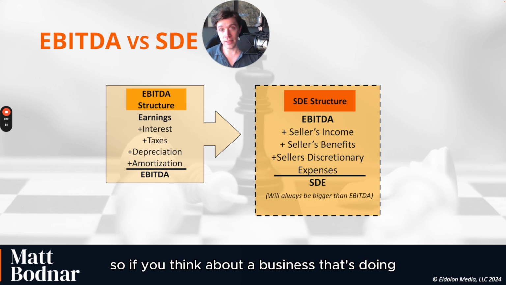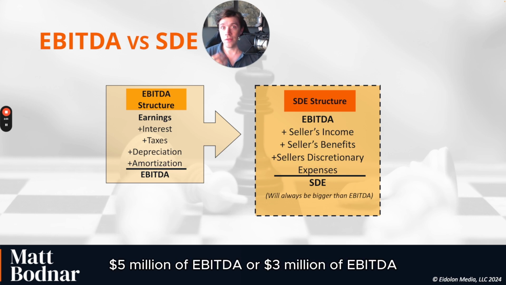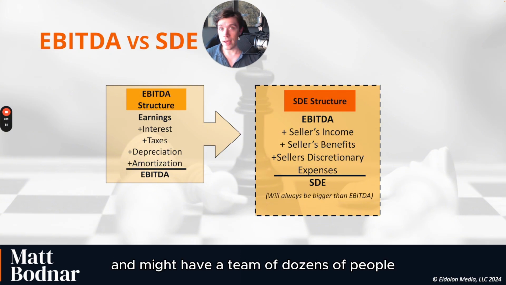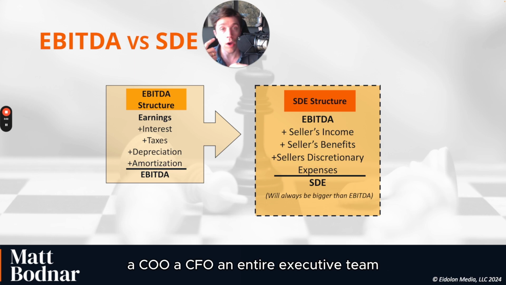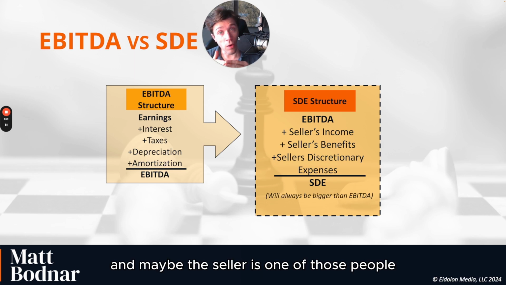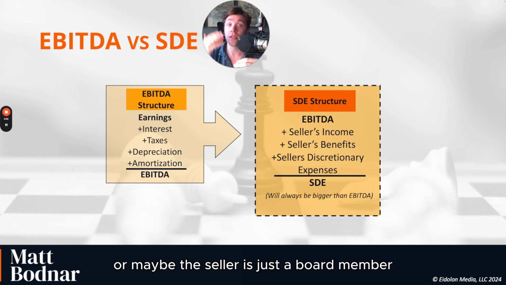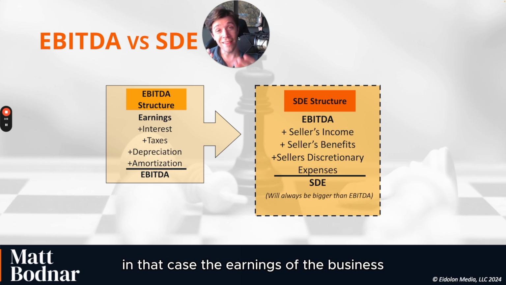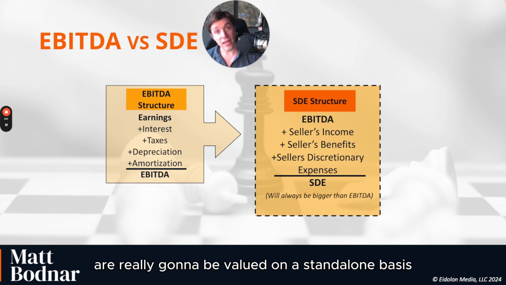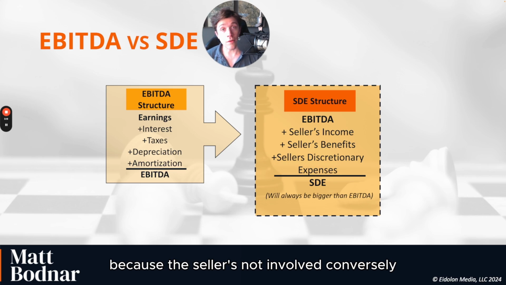So if you think about a business that's doing $5 million of EBITDA or $3 million of EBITDA and might have a team of dozens of people, it might have a whole org structure, might have a CEO, a COO, a CFO, an entire executive team, and maybe the seller is one of those people, or maybe the seller is just a board member or an investor and they're not even involved in the day-to-day operations. In that case, the earnings of the business are really going to be valued on a standalone basis because the seller's not involved.